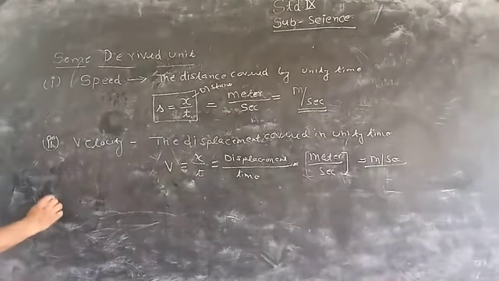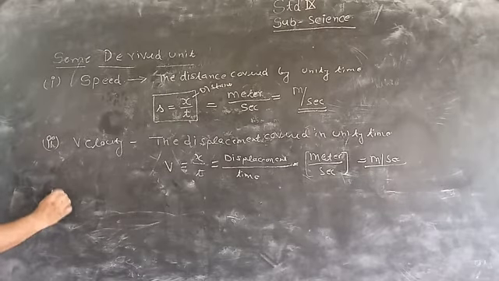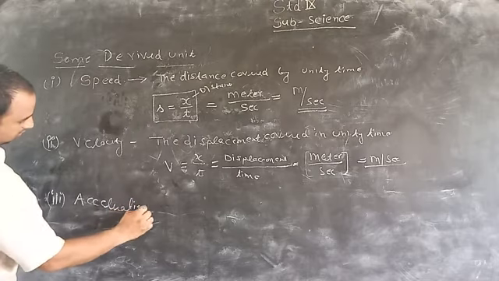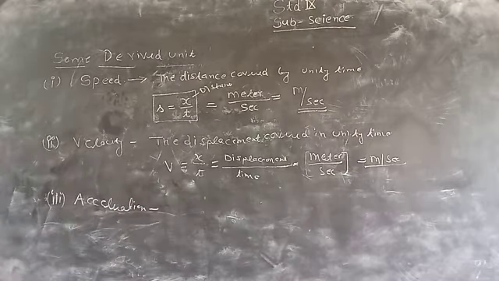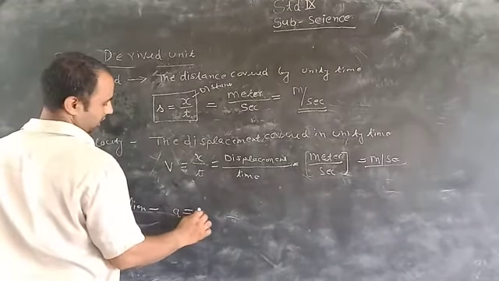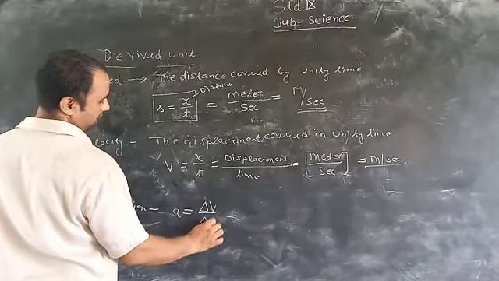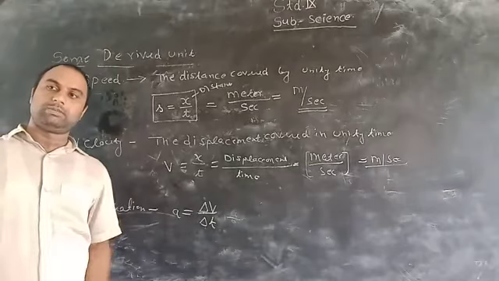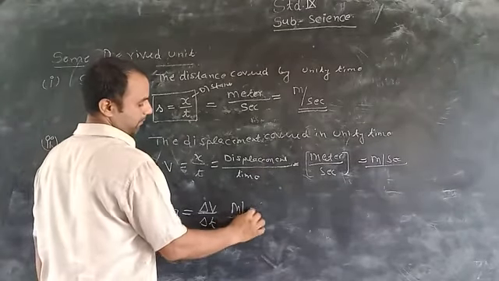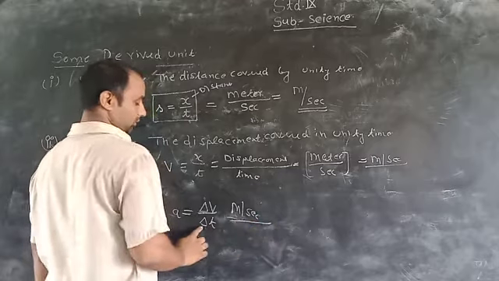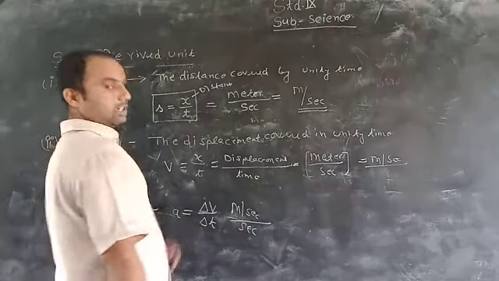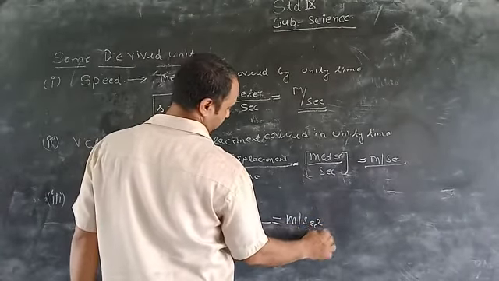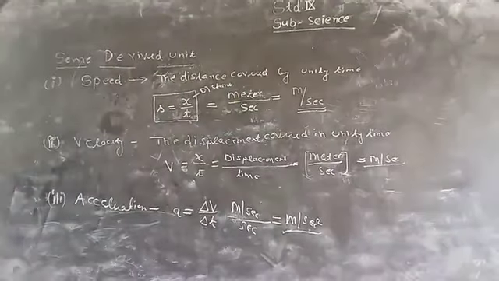The third derived physical quantity is acceleration. How is acceleration denoted? a is equal to the change in velocity over time, and velocity change is always written in meter per second, and time is measured in seconds. And what is the unit that is represented here? Meter per second square. This is the unit.